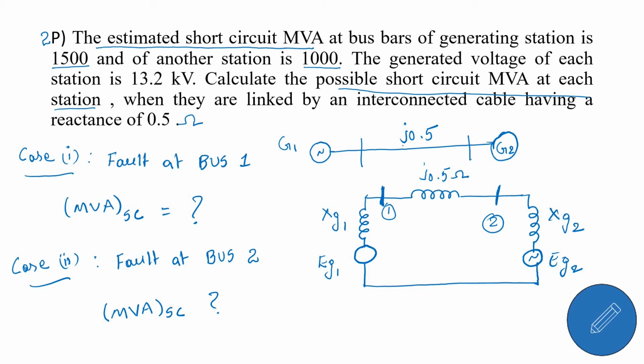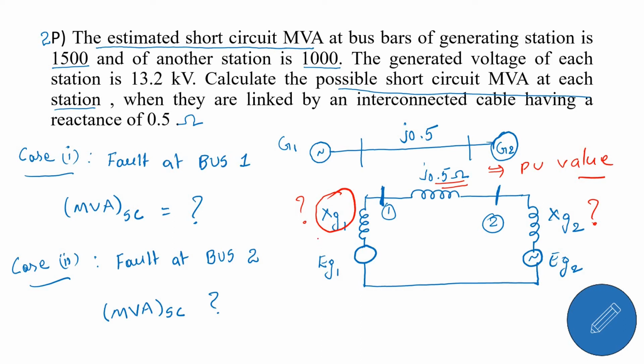Before finding those values, we don't know the value of X_G1 and we don't know the value of X_G2, and we need to convert this ohms into the per unit value. So this much we have to do.